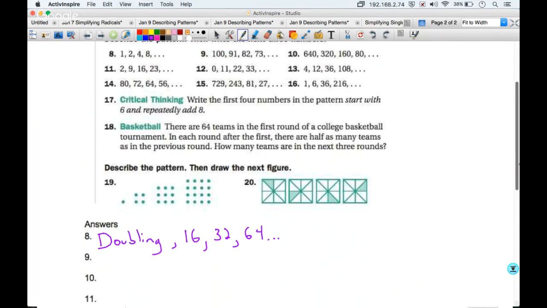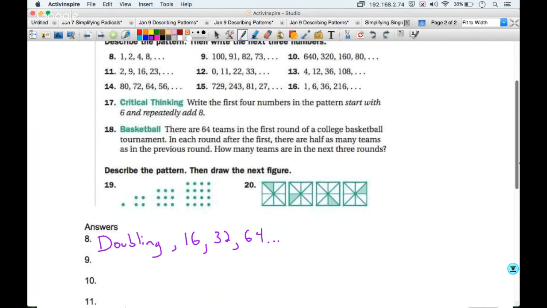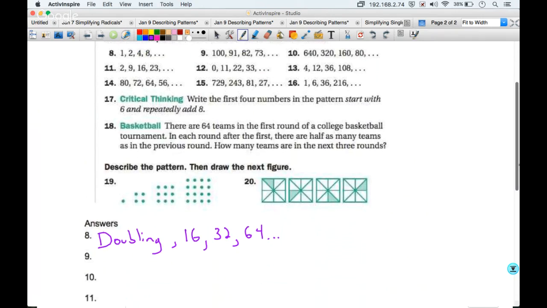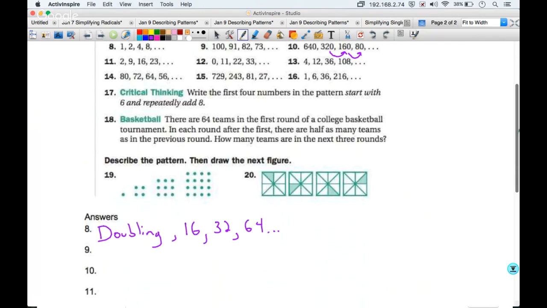Let's see, another maybe tricky one. Maybe something like number 10. To go from 640 to 320, I could either divide or subtract. Well, let's see which one works for the next one. If I divide by 2, that would work. Do I get to 160 if I divide by 2 again? I do. If I divide by 2 again, I get to 80.